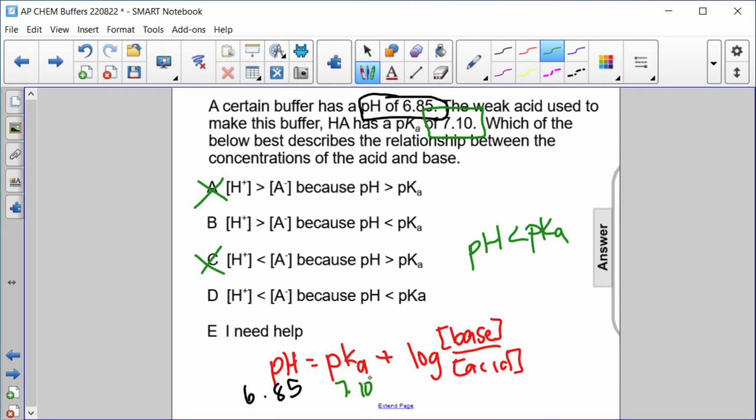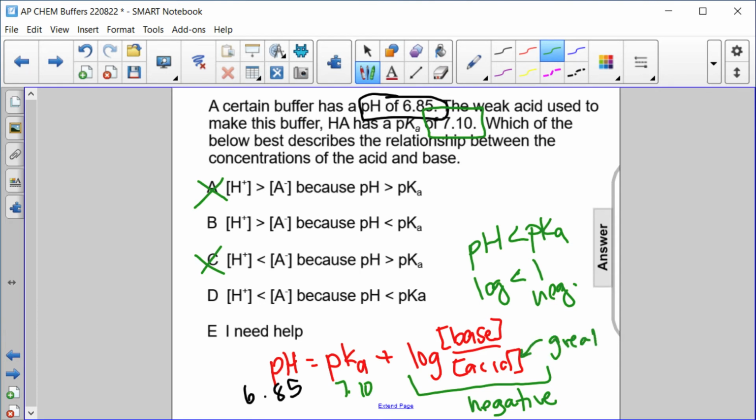So do you see how the pKa is greater? That means this term has to be negative in order to decrease it to 6.85. And the log of a number that is less than 1 is negative. The way to get a number less than 1 is to have the acid concentration greater. Just think of if I have 2 divided by 10, I get 0.2, that's a number less than 1.